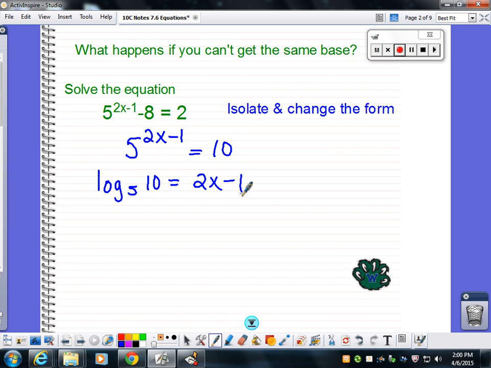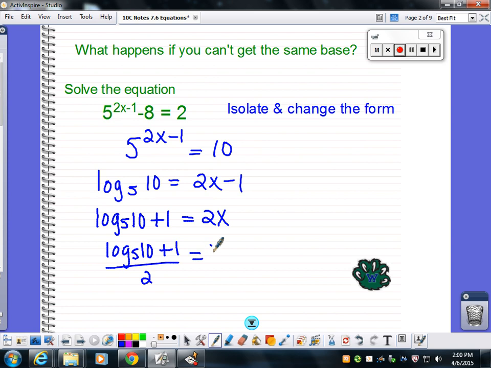So now once it's in this form, I can solve the equation. Now this is going to be a decimal, all right? But don't change it to a decimal yet. We'll do that at the end, okay? So let's solve for x. That means I'm going to add 1. So I'm going to have log base 5 of 10 plus 1 is equal to 2x. And now I'm just going to divide by 2. So log base 5 of 10 plus 1, divided by 2, is equal to x.